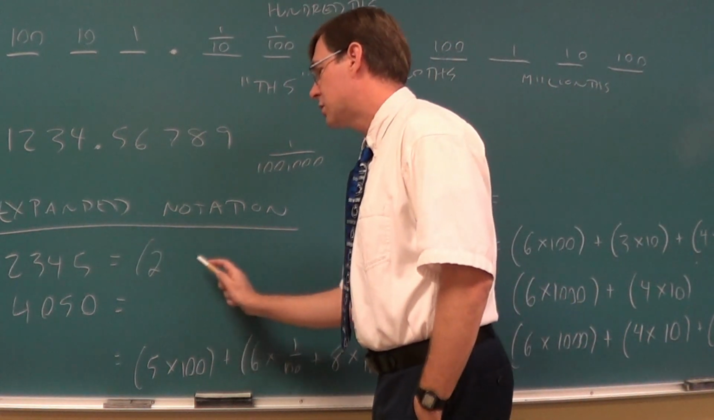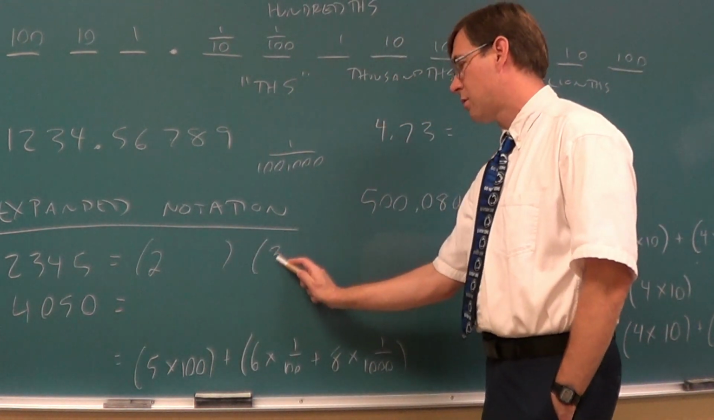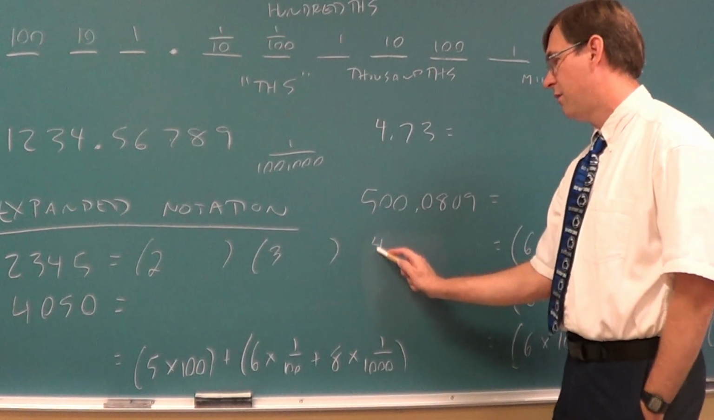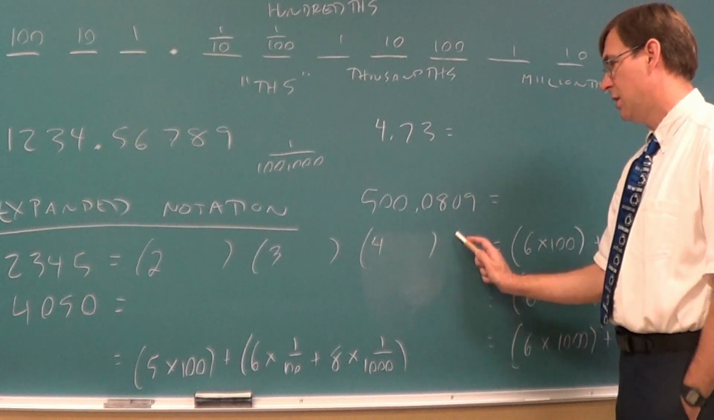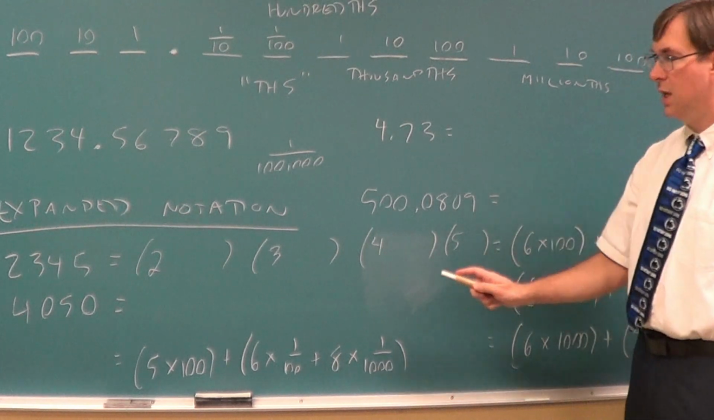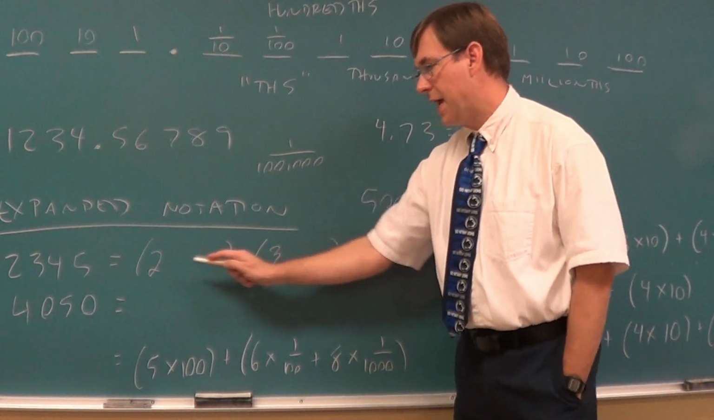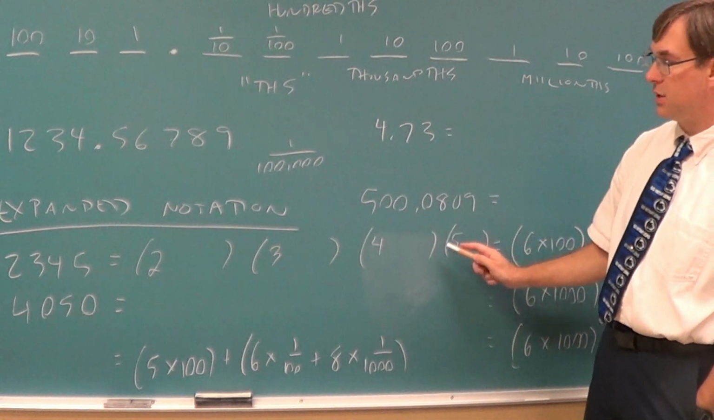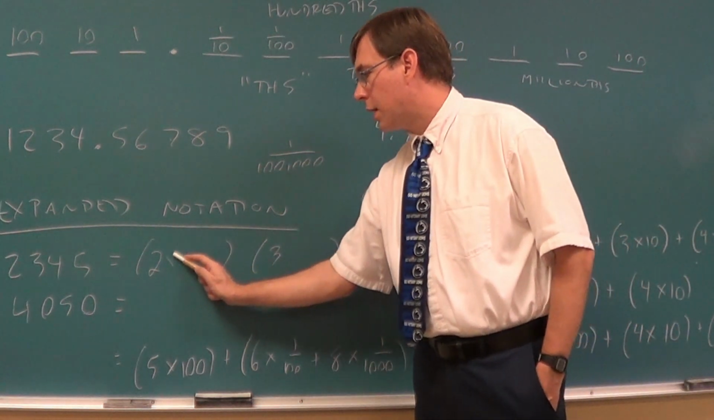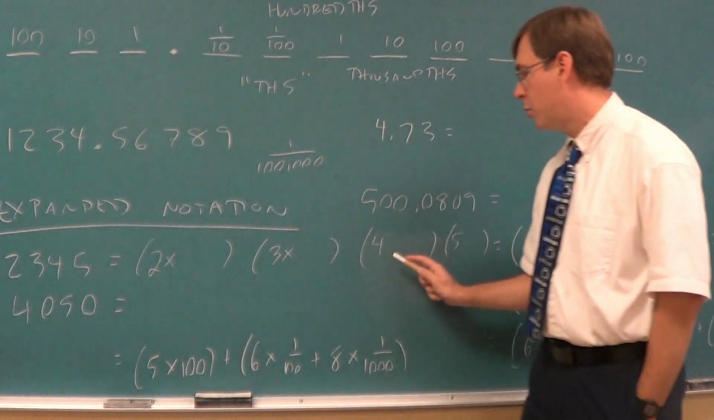So 2 needs to run a set of parentheses, 3 needs a set of parentheses, 4 needs a set of parentheses, and 5 needs a set of parentheses. Any number other than 0, we need to have it running its own set of parentheses. Within each group, we're going to take these numbers times their places.